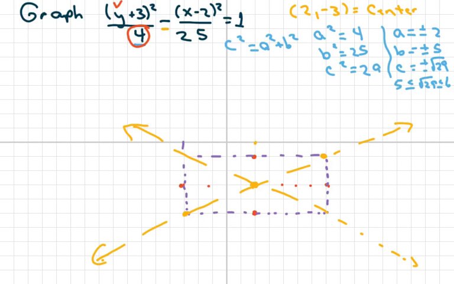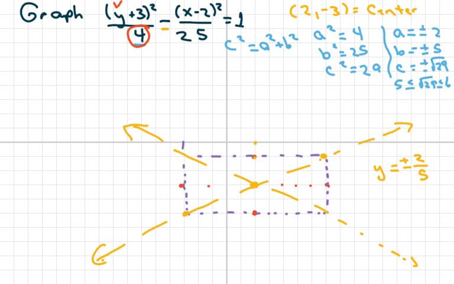Alright, so for this one, my asymptote lines is basically I'm going up 2 and to the right 5, or I'm going up 2 to the left 5, or you can go down. So my asymptotes are basically plus or minus 2 over 5. Up 2 over 5, down 2 over 5. And there's my asymptote lines.